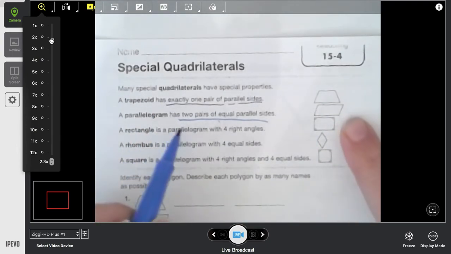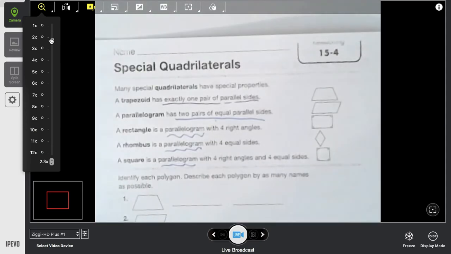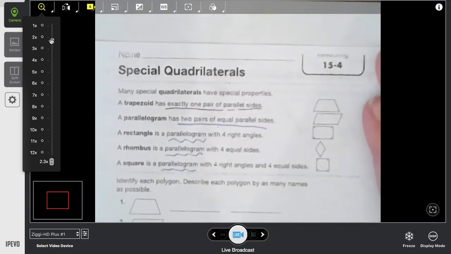A rectangle is a parallelogram, so you'll notice for the last 3, it calls them parallelograms. So if it's a parallelogram, it has to have 2 pairs of parallel sides. So a rectangle is a parallelogram. A rhombus is a parallelogram. A square is a parallelogram because they have opposite parallel sides. But then they have some more qualities.